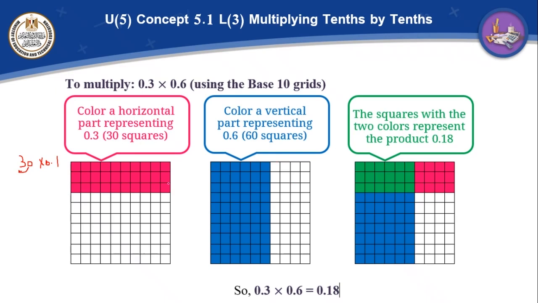Then multiplying between the first and second, you get 18 hundredths. The product is 18 hundredths. The squares with two colors, this and this, are 18 hundredths. This is 60 and this is 30, or 3 tenths and 6 tenths. Multiply them together to get 18 hundredths.